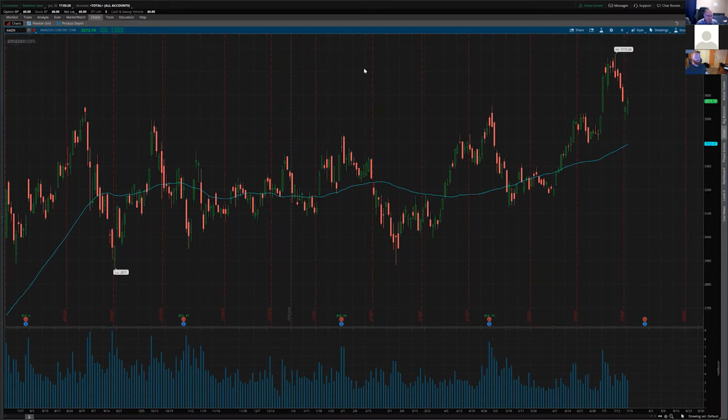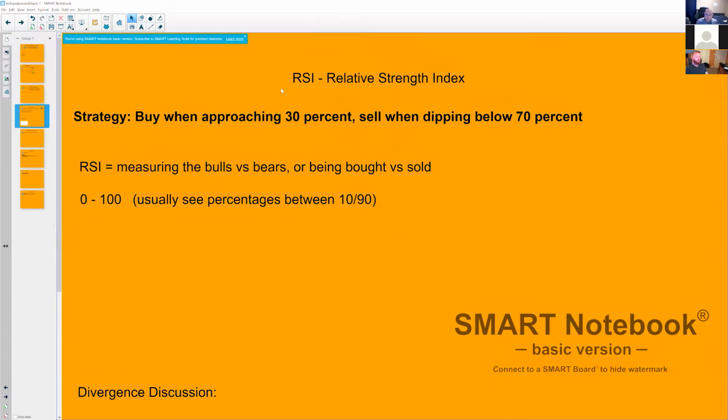Okay, let's move on with the story. This is a very decent indicator. You can use this in conjunction with the SMA. It's called RSI, Relative Strength Index. It's a very popular indicator. A lot of people use it. So the strategy is you buy it when it approaches the 30% line, and I'm going to show you what that is. Or if it dips below the 30% and then approaches back upwards, and I'll show you what that looks like. Or when to sell if it's dipping below 70%.